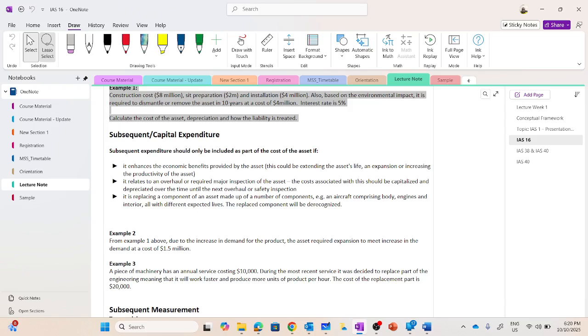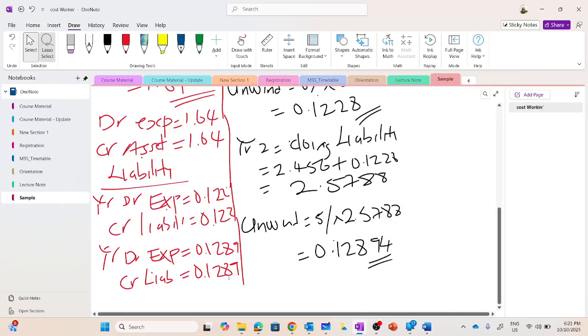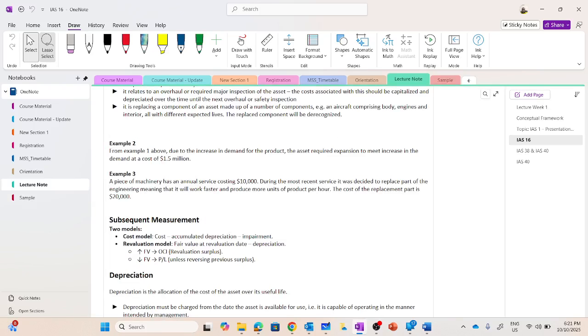So now if we look at example 1, the total cost was 16.456. So we are going to add this 1.5 million to the 16.456 to give us the recent cost of the asset, because this is an expansion and it will increase the demand. So automatically the increase in demand will give rise to an increase in the economic benefit that the asset has been providing for us. So we need to note it down.